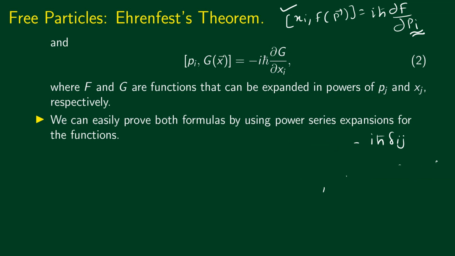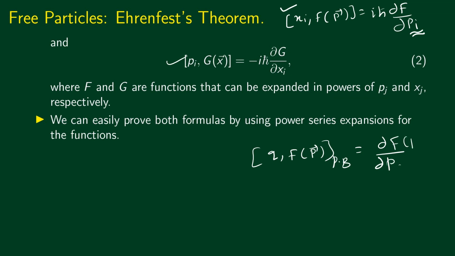Now you remember that these expressions that we have here look exactly like the Poisson bracket relations that we already had. Right, in the case of Poisson bracket, in classical mechanics, we had expressions like this. For example, if you have something like Q with F of P vector, the Poisson bracket, we know that this is equal to the partial derivative with respect to P of F of P vector. All right, so we see that this Poisson bracket relation looks very similar to these commutation relations.